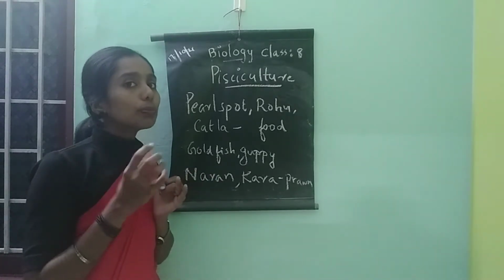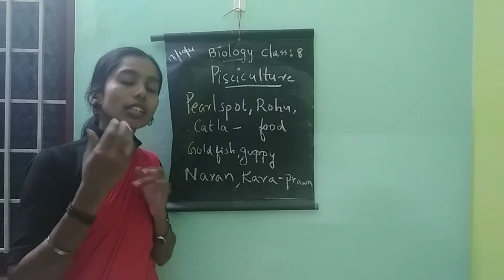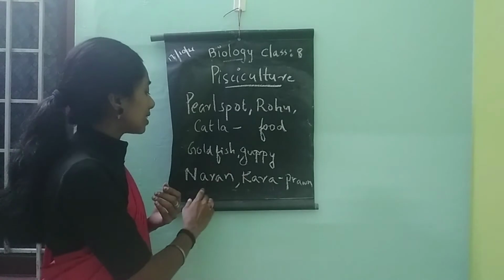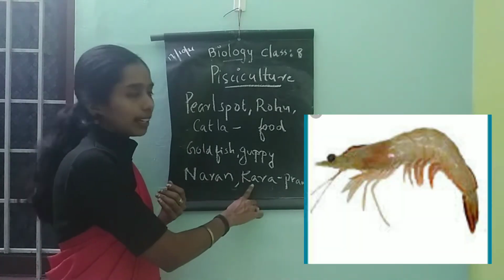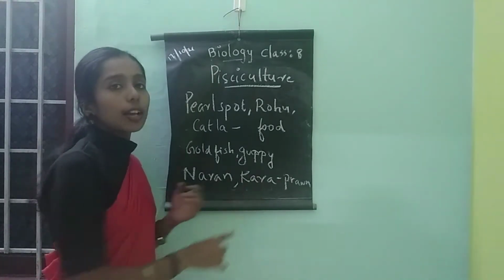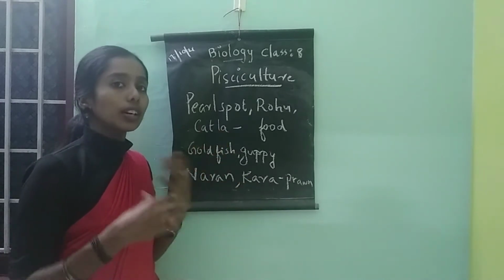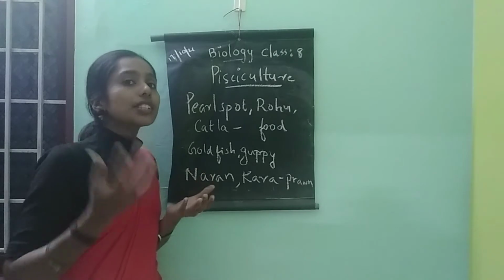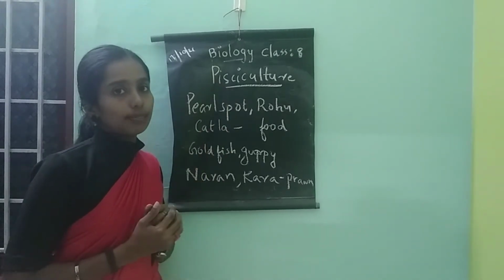Children, you all know prawn. It is also included in the category of fish. The main prawn varieties are Naran and Kara. It is also used as a part of pisciculture. So the scientific way of rearing fish is known as pisciculture.